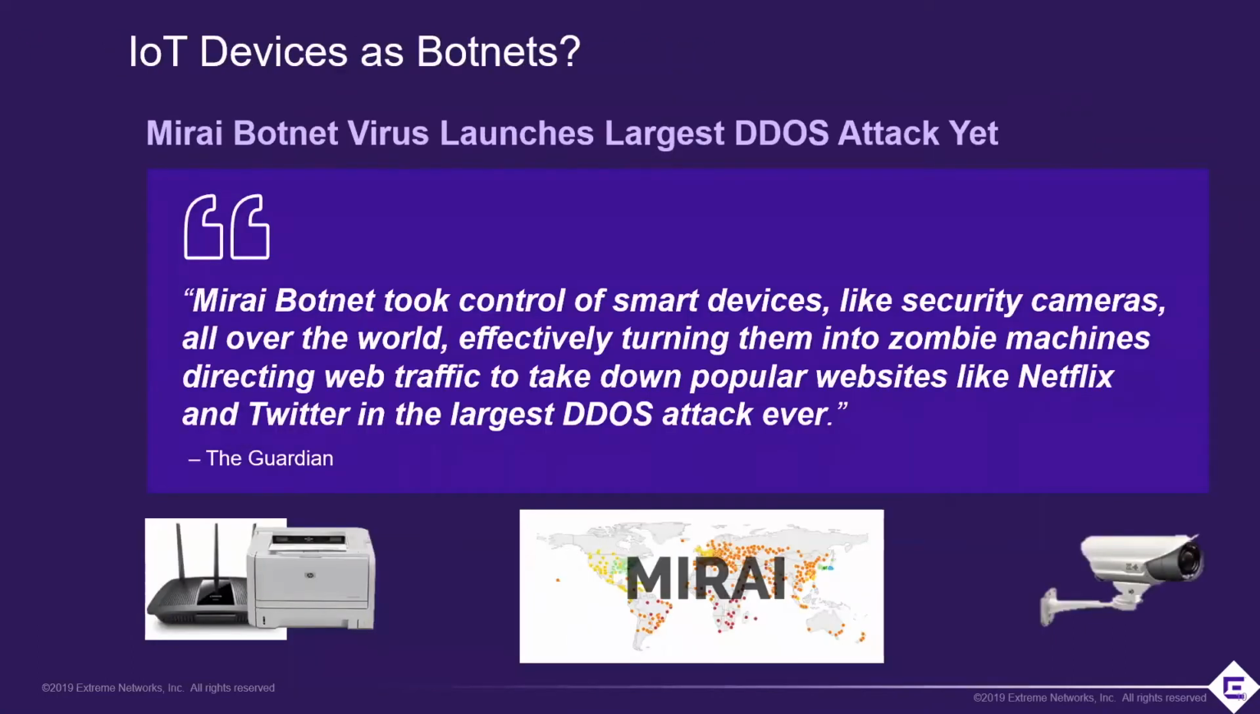Now, to take this home on a more serious note, the Mirai botnet launched probably what is the largest DDoS attack yet on the internet. And it took control of smart devices like security cameras all over the world, turning them into basically zombies. And then at that point, there was a particular point in time where a trigger was set and the DDoS attack was launched. And it took down popular websites like Netflix, Twitter, eBay. And all of these enterprises were taken down for significant portions of time.